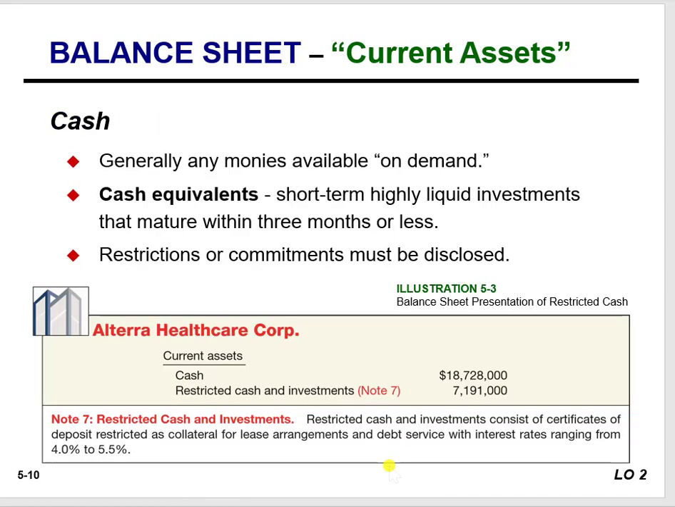So cash is generally any monies available on demand. Cash equivalents, though, are short-term, highly liquid investments that mature within 3 months or less. Restrictions or comments must be disclosed. Here you have an example of a balance sheet presentation of restricted cash. In the current assets section, you have cash of $18,728,000. And then you have some restricted cash of $7.1 million. You notice they have a note referenced here. The note, which is accompanying information to the balance sheet, states that restricted cash and investments consist of certificates of deposit. And that's why they're restricted.